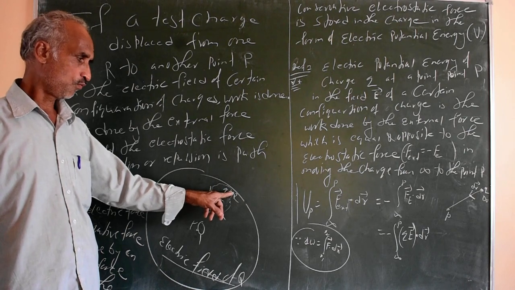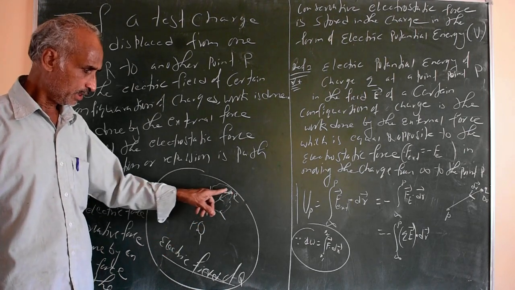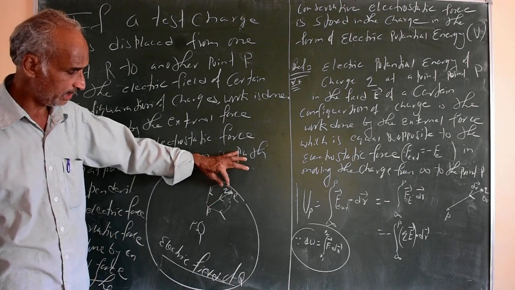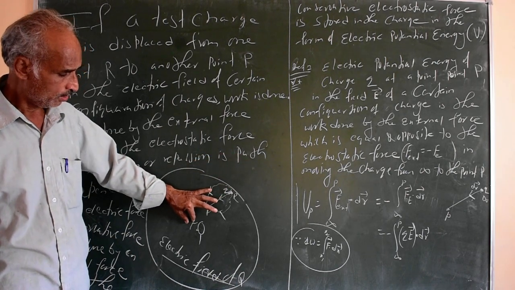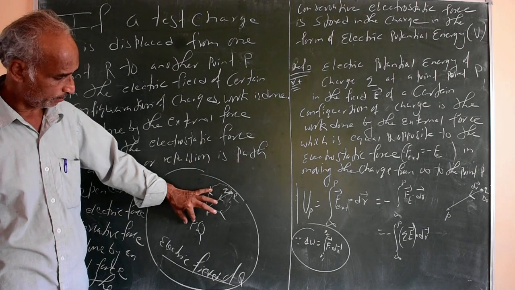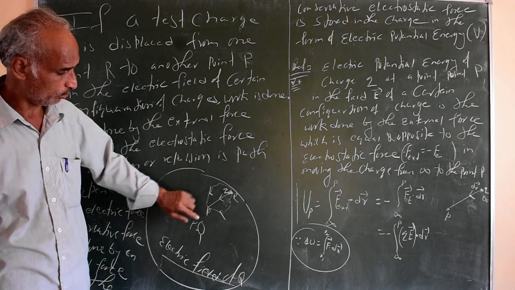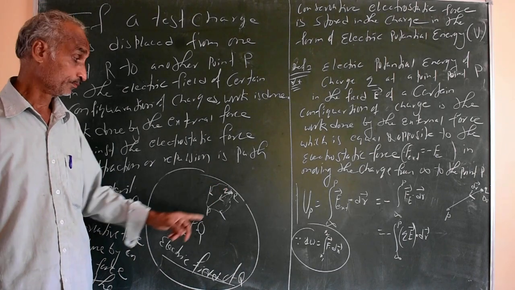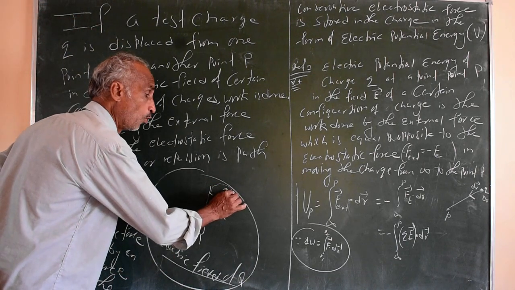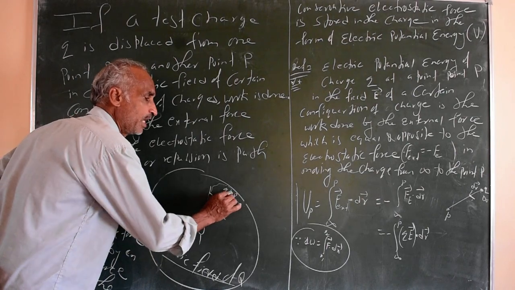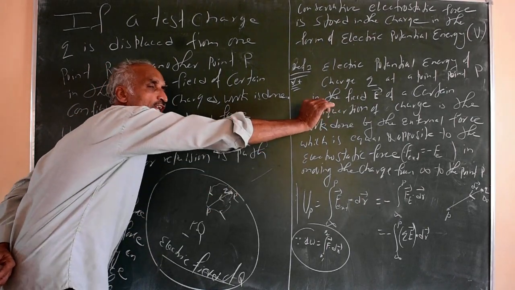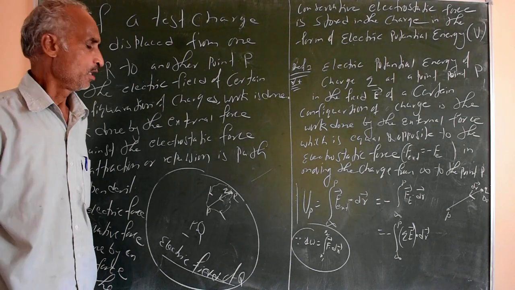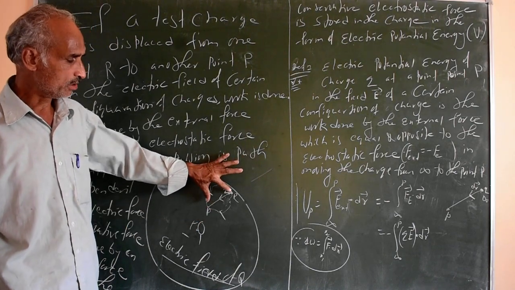If the source charge is negative and the test charge is positive, the small q is attracted by the negative capital Q. But in order to move it slowly, without acceleration, from R to P, I have to apply an external force in the opposite direction. That applied force is equal and opposite to the electric force, so that the net force will be zero.